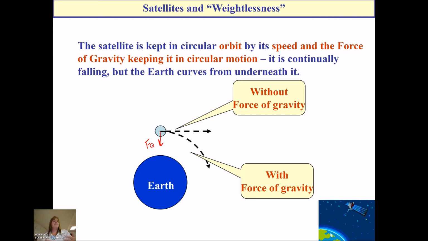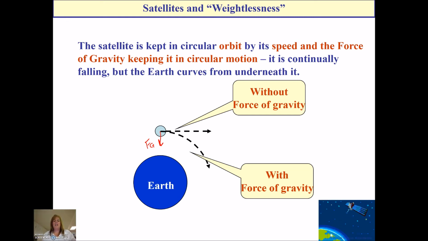Now, if it has enough speed, as it falls, it curves around the Earth because it has velocity as it moves, and so the Earth is curving underneath it. So it continues to travel in a circle, a circle of constant radius, provided that the speed doesn't change and maybe it doesn't hit some space junk out there in space.